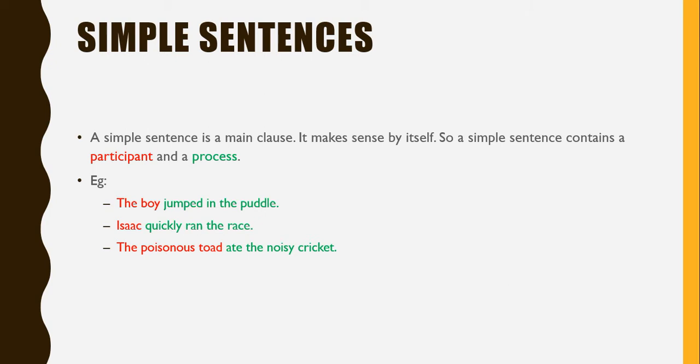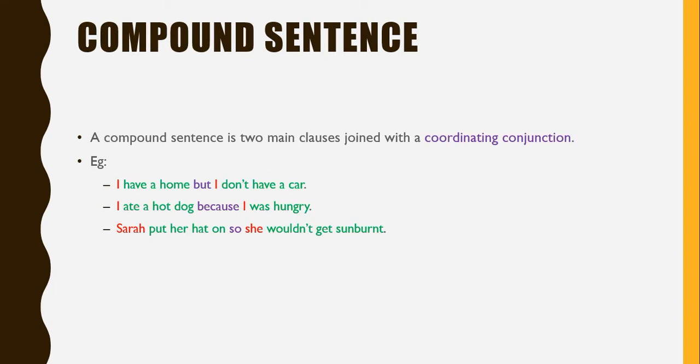So I spoke about the adjectives with the noun. It is the noun group, so the poisonous toad. The noisy cricket is the process because it ate the noisy cricket. So that's the verb group there, ate the noisy cricket, which is the process.